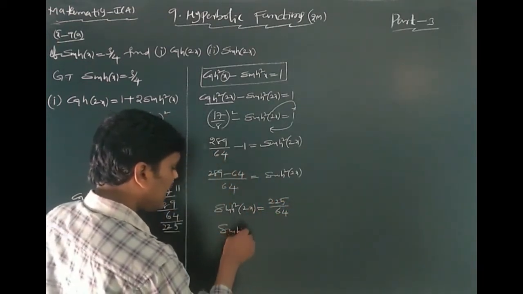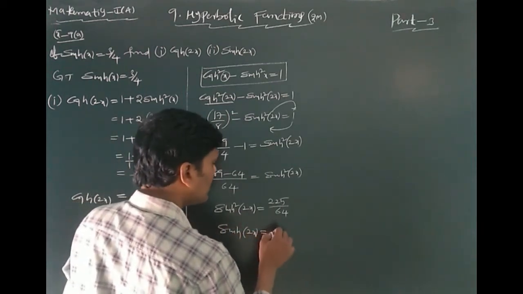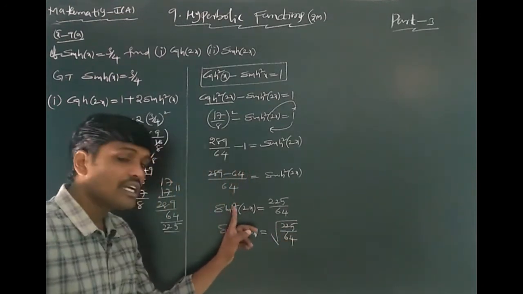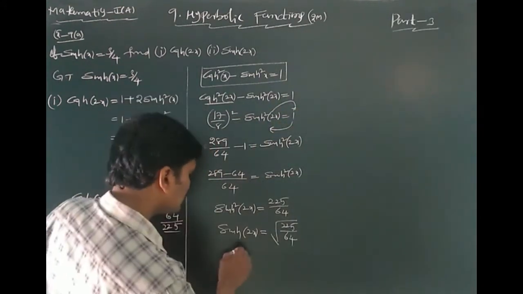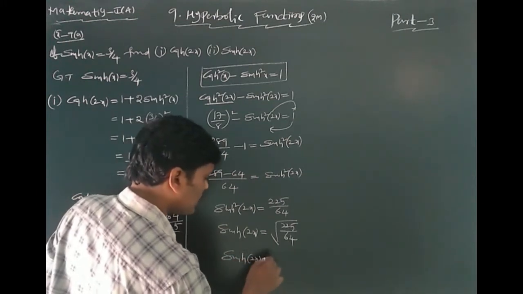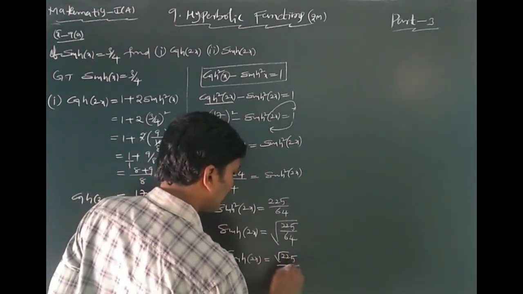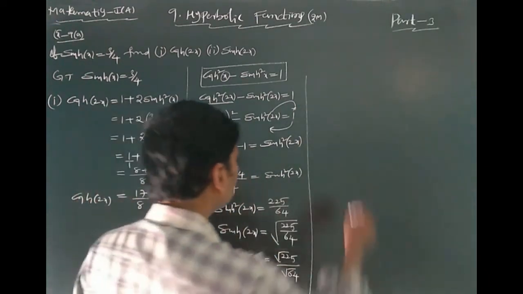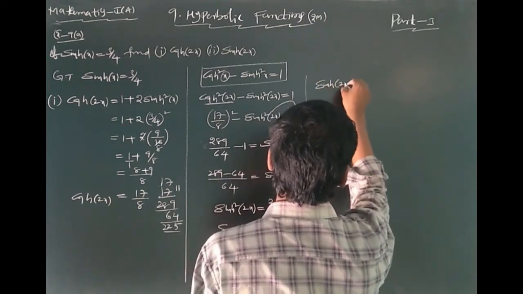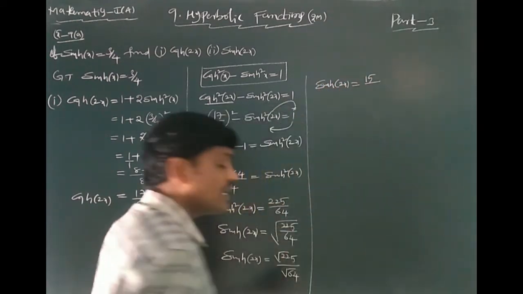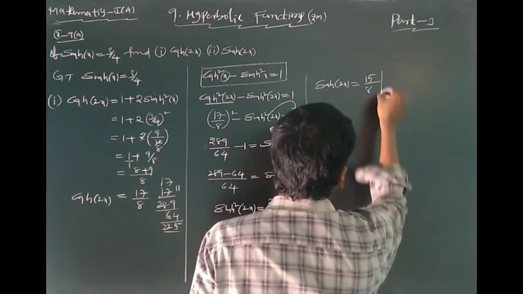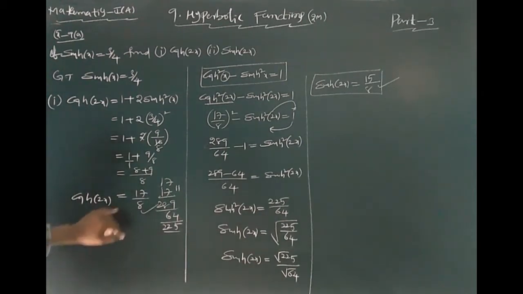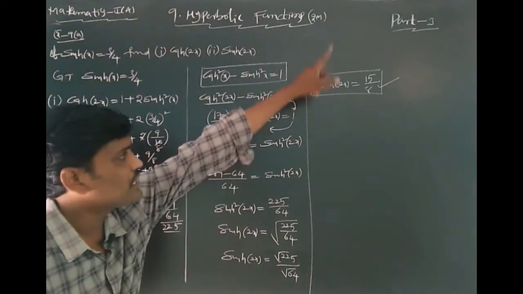Then sinh 2x is equal to the square root of 225/64. The square goes to that side as a square root. So sinh 2x equals square root of 225 by square root of 64. The square root of 225 is 15, and the square root of 64 is 8. This is the value of sinh 2x. Cosh 2x value is 17/8, and sinh 2x value is 15/8.